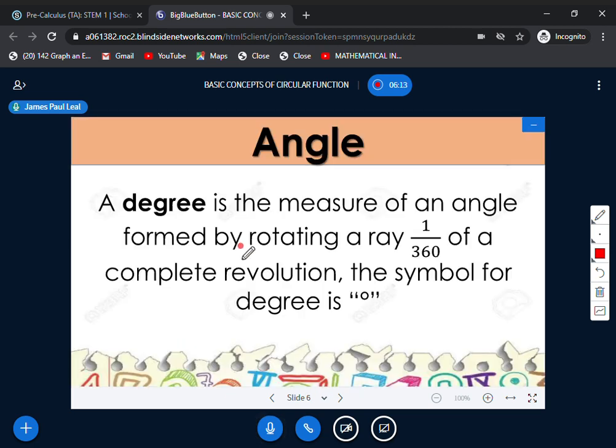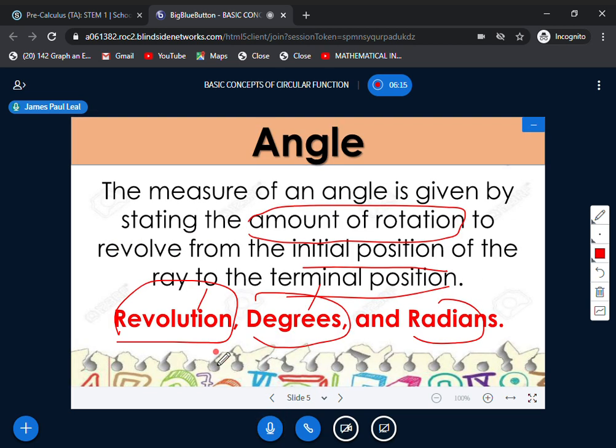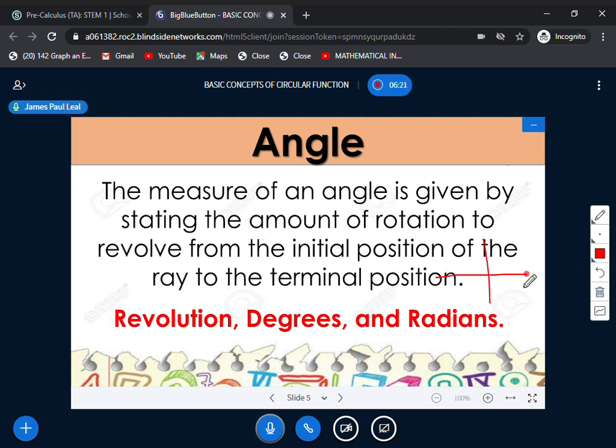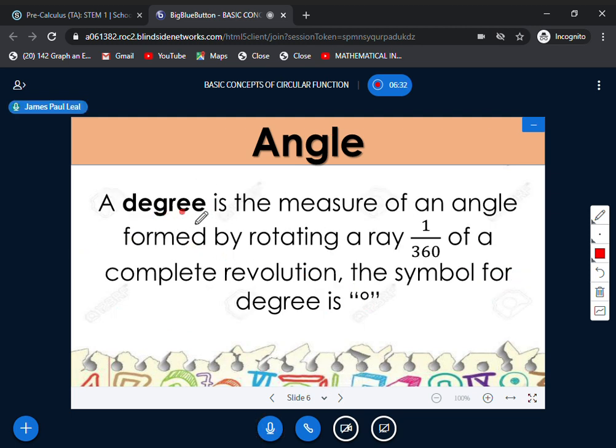Alright? So let us define first what is degree. In addition, one revolution, say for example, we have your Cartesian coordinate system. In one revolution, that is equal to 360 degrees in total. So again, a degree is the measure of an angle formed by rotating a ray 1 over 360 of a complete revolution. The symbol for degree, as we all know, is something like a small circle in the exponent. That is what we call degree.